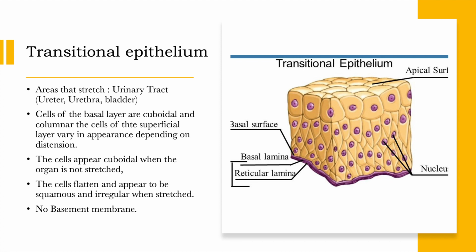Here, the cells of the basal layer are cuboidal and columnar, while the cells of the superficial layer, the layer on top, vary depending on how distended the tissue is. For example, in the urinary bladder, when it is not distended, the top layers appear cuboidal, but when it is stretched, they appear squamous. And these ones do not have a basement membrane. Because the shape of the cells is transitionary, that means it changes depending on how much stretching the organ has undergone, the epithelium is called transition.